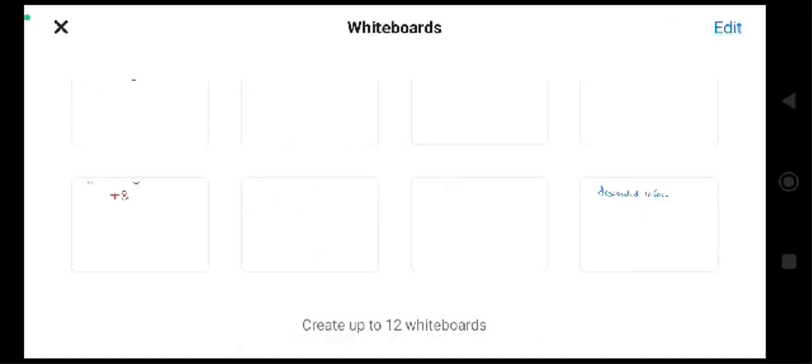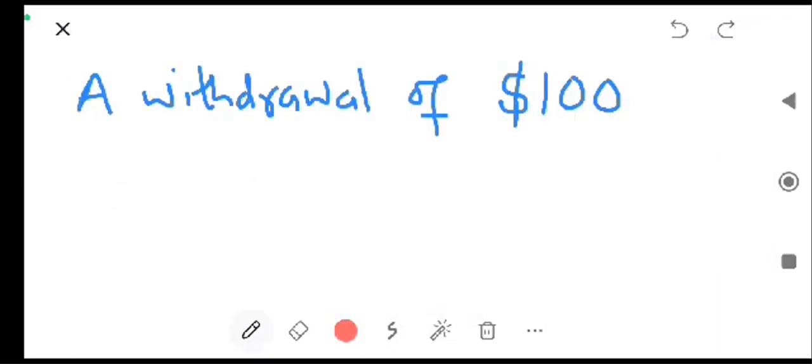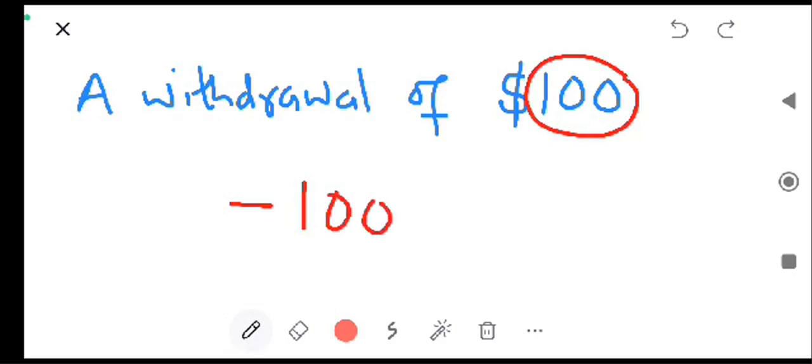Very easy. Okay, we have a withdrawal of $100. The word withdrawal talks about the negative integer. So because of this word withdrawal, I'll write minus. Then this 100 that is here, I'll write it beside the minus for me to have minus 100. That means that a withdrawal of $100 is the same thing as minus 100.